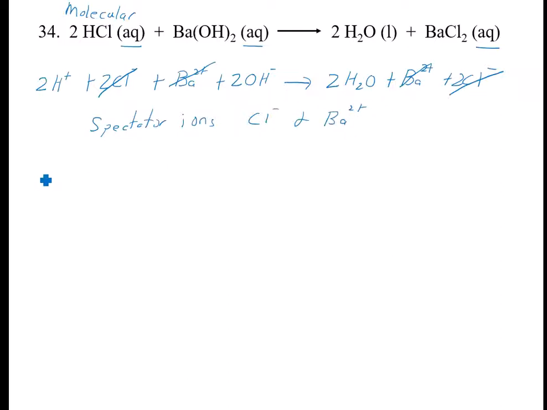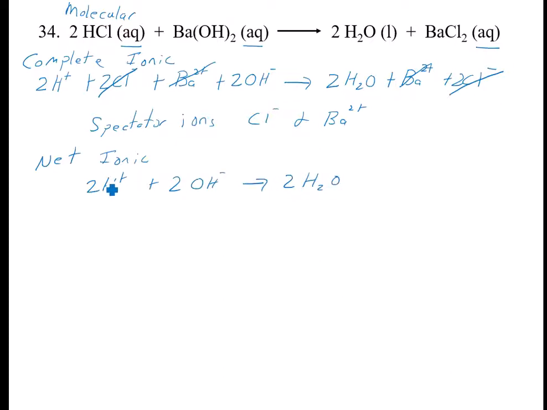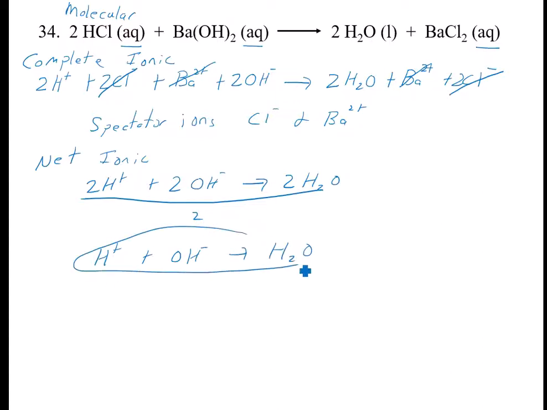So this is the complete ionic. And to get the net ionic, I basically rewrite this, ignoring anything I canceled out. So I have 2 H pluses plus 2 OH minuses goes to form 2 waters. Now, because all the coefficients here are 2, I'm going to divide the whole thing by 2. So the final answer is H plus plus OH minus goes to form water. And this is my net ionic reaction here.